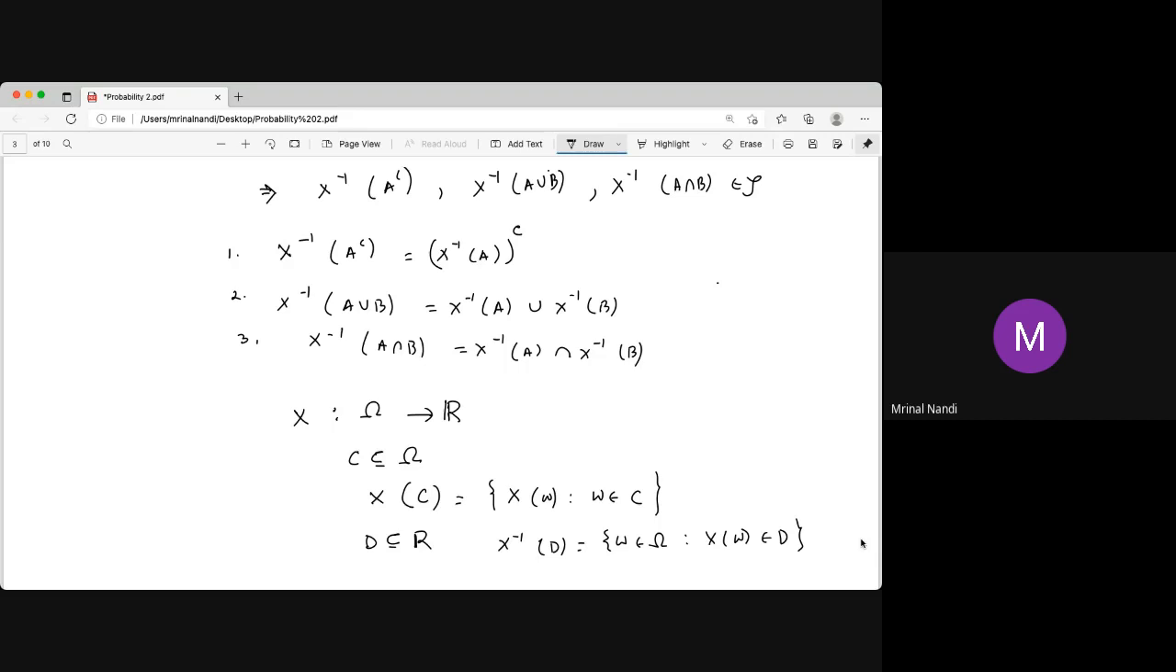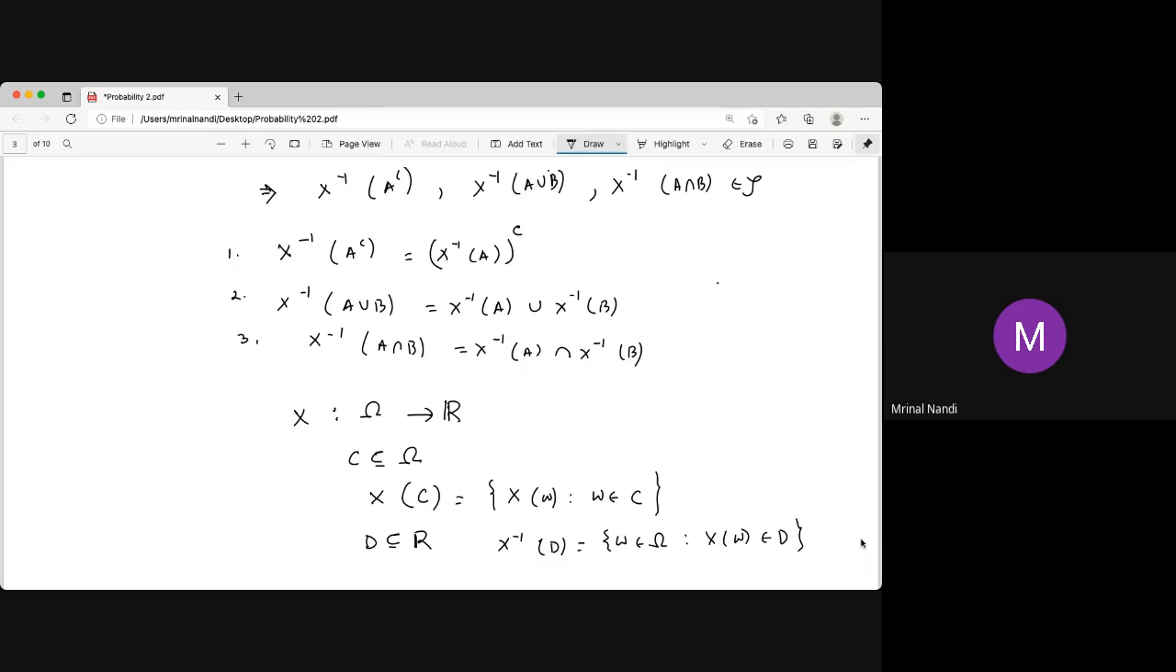So what are the inputs for which these outputs are in D? And for the direct image, what are the outputs for every input from C? Now for the direct image, this is not true: X of A union B may not be X of A union X of B. But interestingly, for the inverse image equality occurs. Since this equality occurs, we know that if X inverse A is an event and X inverse B is also an event, then X inverse A union X inverse B is an event. That means X inverse of A union B is an event because they are equal.